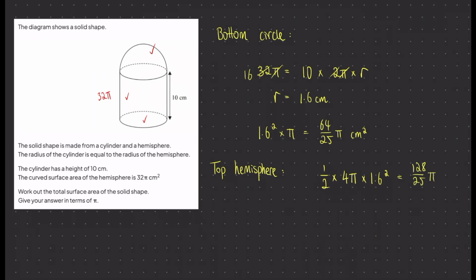Now we can add all of these together. So I've got my bottom circle plus the top hemisphere plus the curved surface area, and the final answer is 992 over 25 pi. Of course, not forgetting the units, centimeters squared.